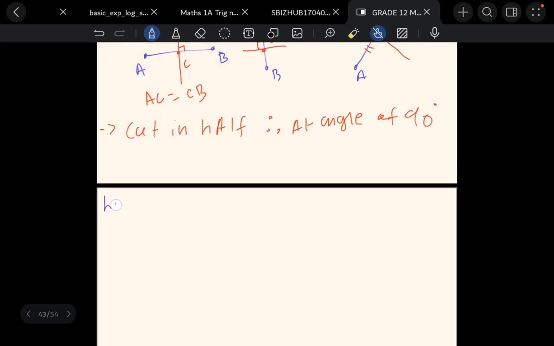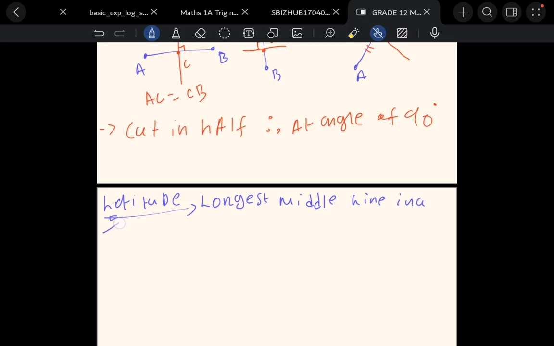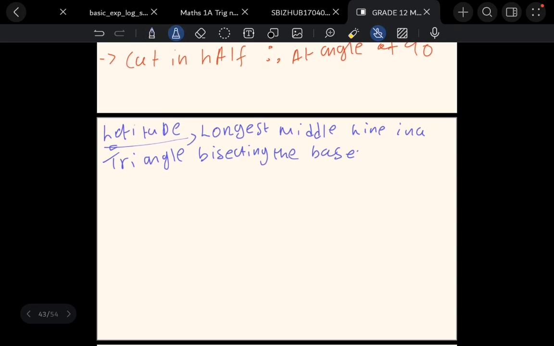Let's look at the next word: median. What is a median? It is the line in a triangle bisecting the base. Understand? Just draw a triangle.